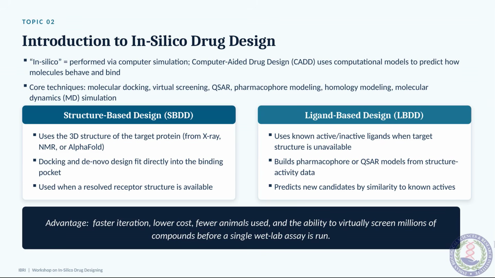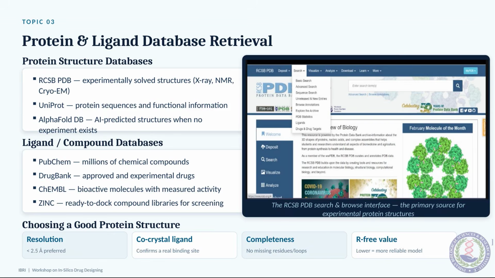The advantage of going in silico is faster iteration, lower cost, fewer animals used, and the ability to virtually screen millions of compounds before a single wet lab assay is even run. Next, protein and ligand database retrieval. For protein structures, we rely on the RCSB Protein Data Bank for experimentally solved structures, UniProt for protein sequences and functional information, and the AlphaFold database for AI-predicted structures when no experimental structure exists.